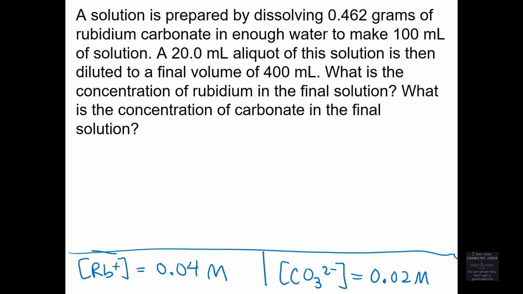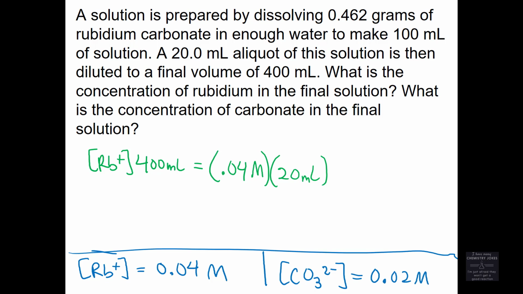So now we take out an aliquot. We've got a 100 milliliter solution that's 0.04 molar rubidium and 0.02 molar carbonate. Take out 20 milliliters of that and dilute it to a total final volume of 400 milliliters. All right, so my concentration of rubidium in the final volume of 400 milliliters is going to be equal to the concentration of rubidium right now multiplied by the tiny aliquot you took out.